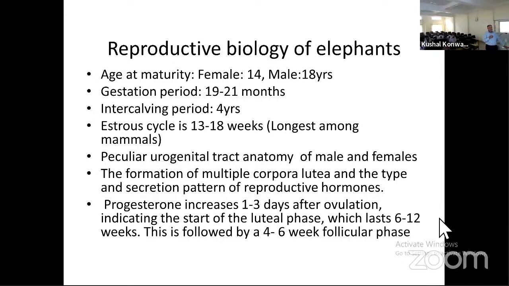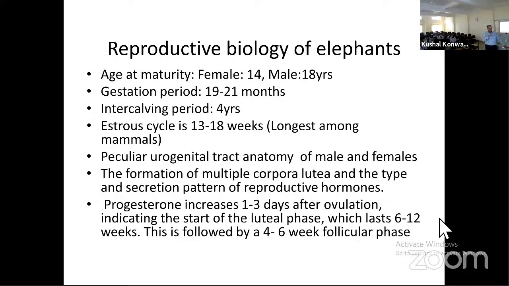Gestation period is 19 to 21 months. Intercalving period is on average 4 years. I have seen much shorter or longer than that, depending on the density of elephants in a certain area or the nutritional plan and all that. Then the estrous cycle is the longest among all mammals, that is 13 to 18 weeks.